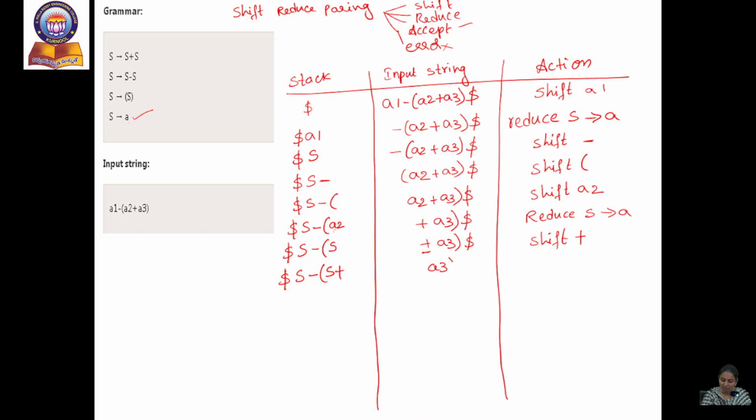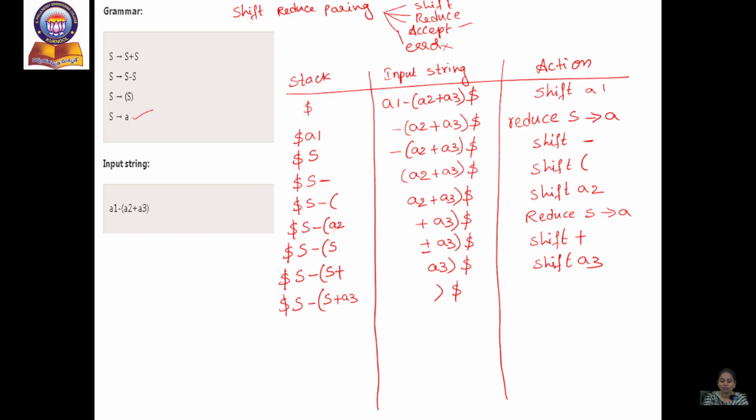Here the remaining input is A3, closed bracket, dollar. Again I have to do the shift operation, that is the A3. So dollar as usual, S minus open bracket S plus A3 here, and the remaining string is closed bracket and dollar.